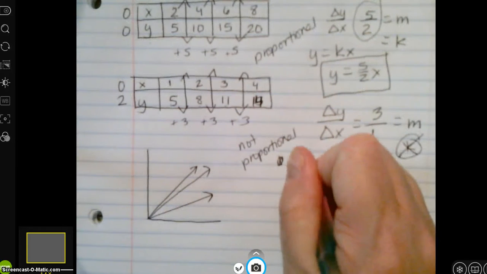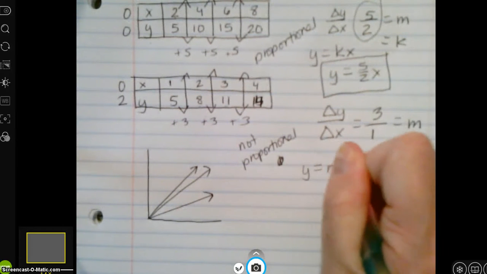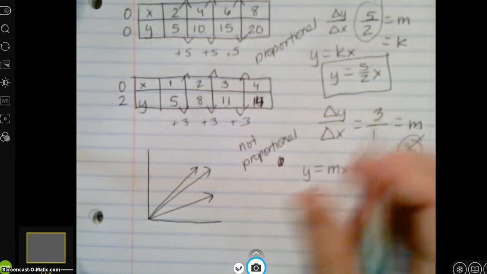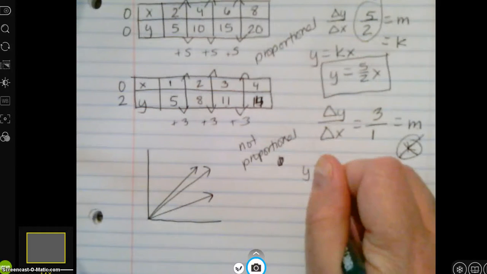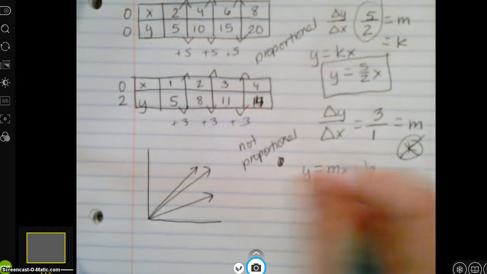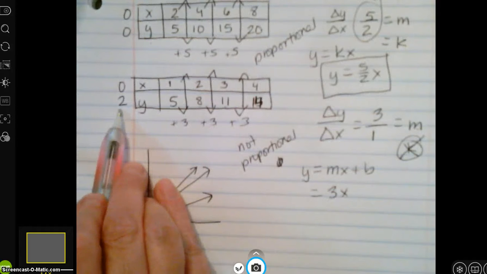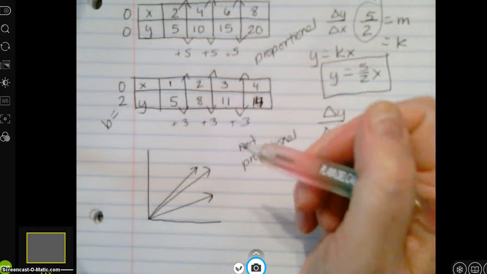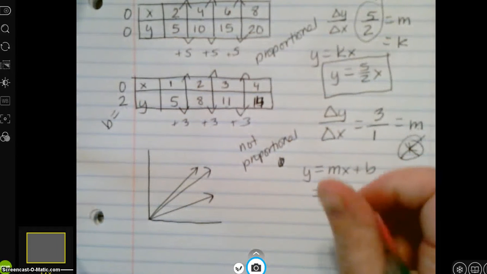So we actually would use this equation, y equals mx plus b. We know what our m is. It's 3 over 1, or just 3, it doesn't matter. And our b is actually going to always be this number right here. If it's not 0, 0, it's whatever it is, 0, and then whatever that y value is. Okay, we call that b.